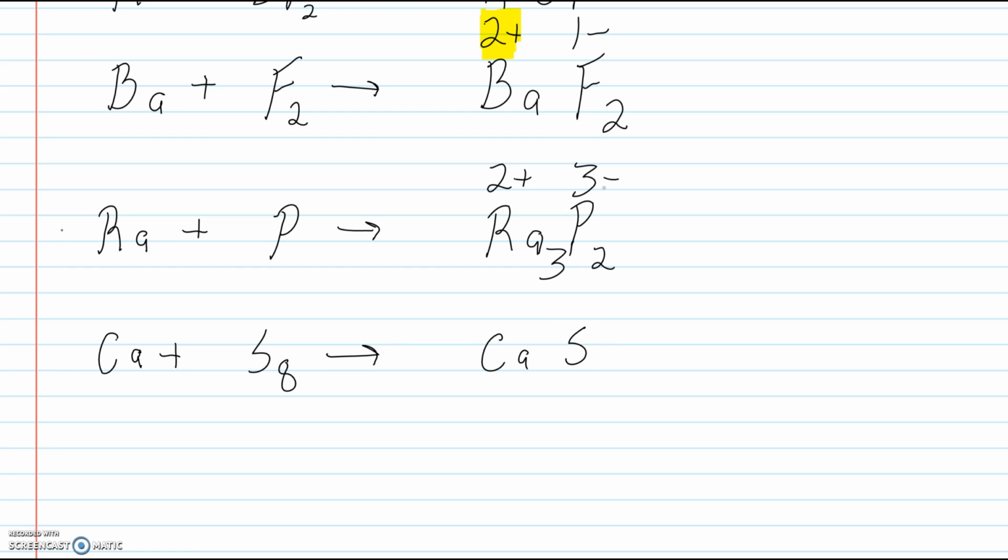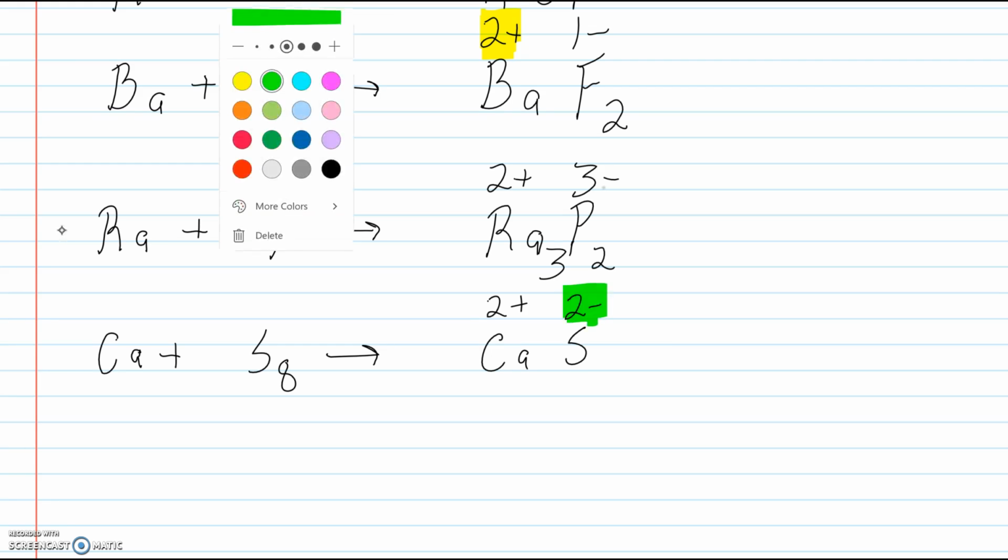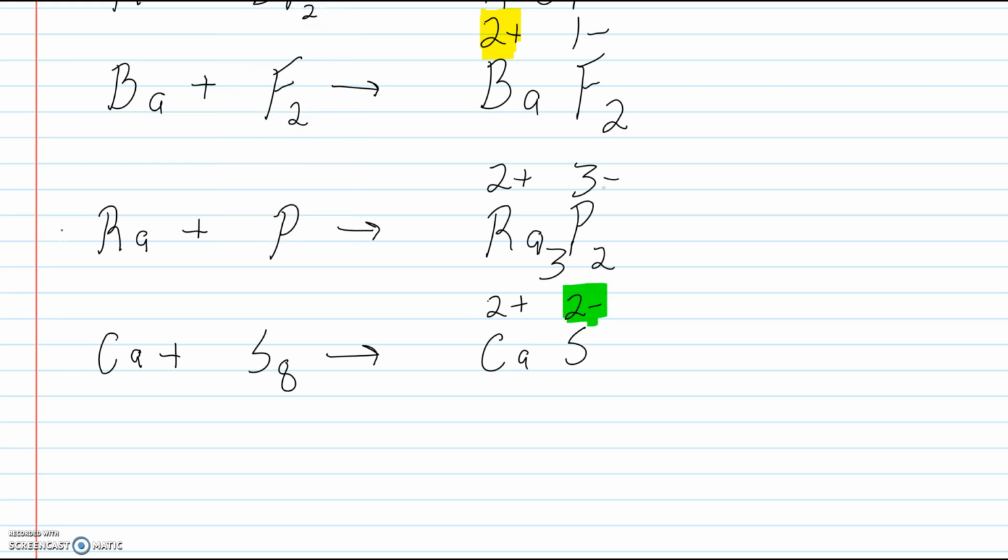And so calcium is out in the second column, so it has a 2+ charge. Sulfur is in the 16th column, so it has a 2- charge. So I have a 2+ and I have a 2-. I have the same amount of negative charge as I have positive charge. So we're actually done on this one. We only need one of each. They're all balanced out. I don't have to mess with any subscripts.